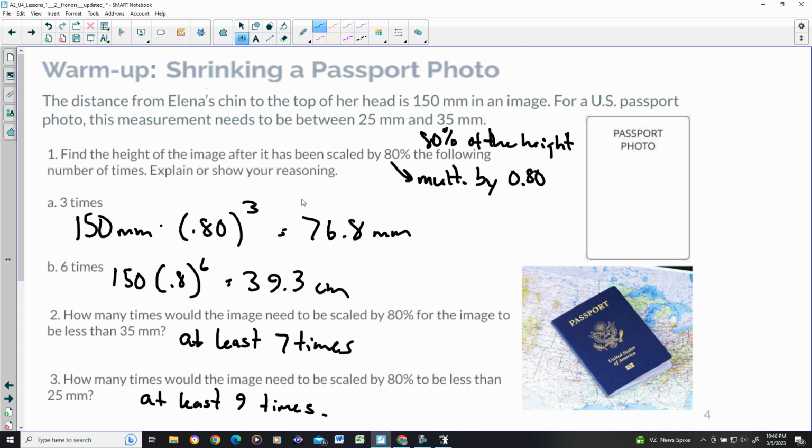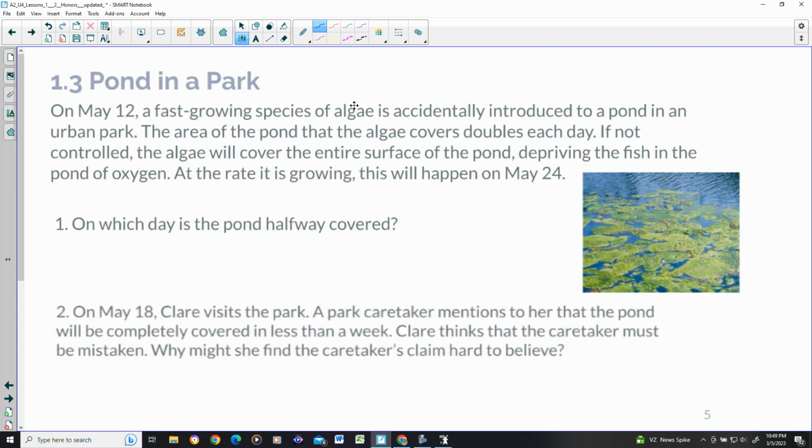Okay, so this is the kind of math that we're going to be bringing back this unit. So let's look at some more in-depth exponential work, okay? On May 12th, a fast-growing species of algae is accidentally introduced into a pond in an urban park. Uh-oh, this sounds bad. Area of the pond doubles each day that the algae covers. If not controlled, the algae will cover the entire surface of the pond, depriving fish in the pond of oxygen. Okay, that is bad. At the rate that it is growing, this will happen on May 24th. Okay, that's 12 days.